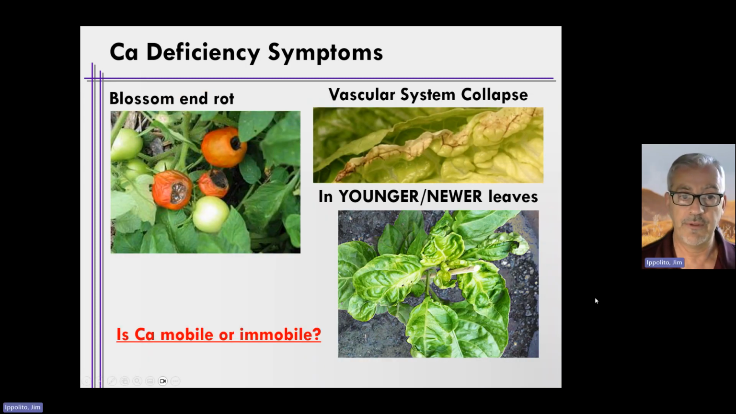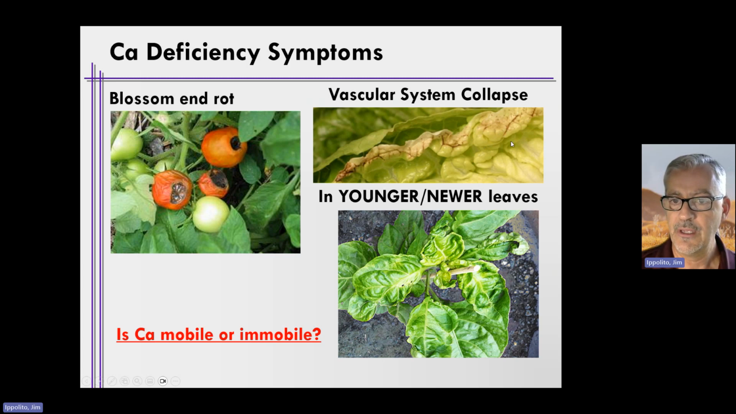But in our field crops, how do we diagnose a deficiency symptom? And oftentimes, a deficiency in calcium will lead to vascular system collapse. And this is because calcium plays a role in cell structure and preventing cells from essentially opening up and discarding their contents into the environment. So when calcium is lacking, the vascular tissue starts folding on itself because the cell structure is collapsing.